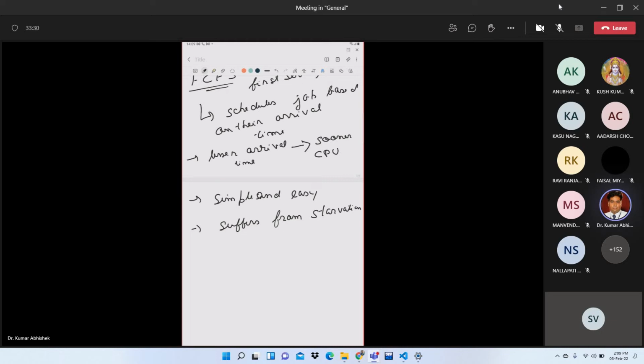Now, for example, in case of a tie, meaning two processes have the same arrival time, we can randomly choose any one, or we can go for the process with the smaller ID to be executed. So this can be implemented using a queue.